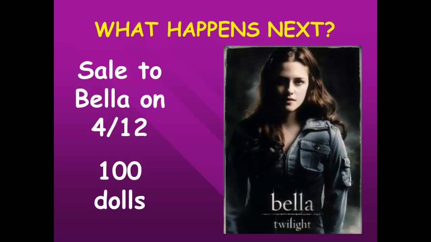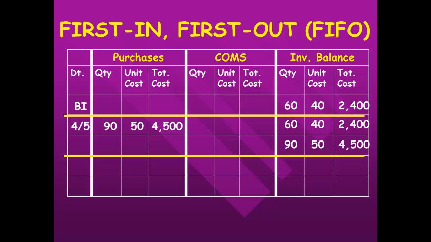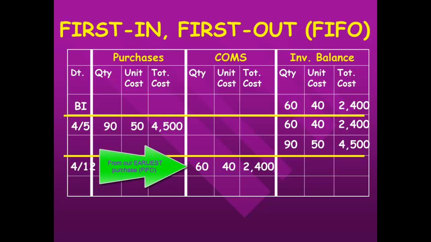What do I sell, old stuff or new stuff? Old stuff, or at least that's the way I cost it. Now, I'm selling a total of 100 units. Using FIFO, where's the first place I would go looking to find those units? The 60 at 40. Do I need all 60? Yes, because I sold 100, so 60 isn't even everything that I need. So I'm going to take all 60 at 40.